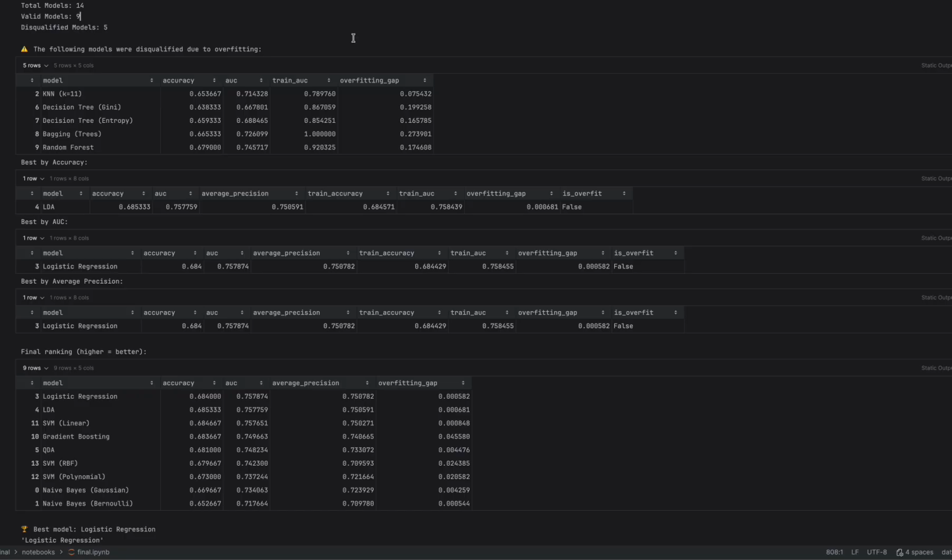These are the classification models I ran, a total of 14 different models provided by the scikit-learn package. 5 were disqualified due to potentially overfitting the data. The models disqualified were KNN, decision trees with Gini and entropy, bagging, and the random forest. Of the qualified models, logistic regression had the best area under the curve and precision.